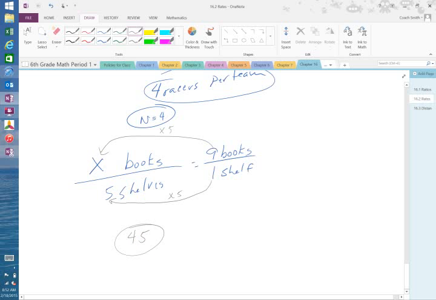Okay? Because what they're saying is there's 9 books per shelf. If I've got 5 bookshelves, then I've got to have 9 per shelf. Means we got 9, 18, 27, 36, 45. Okay? And so that's how they do that one. Not real hard. Sort of easy. Let's see here.